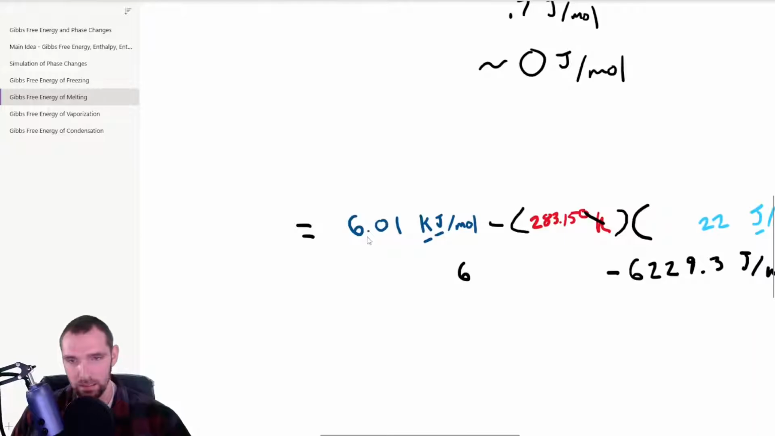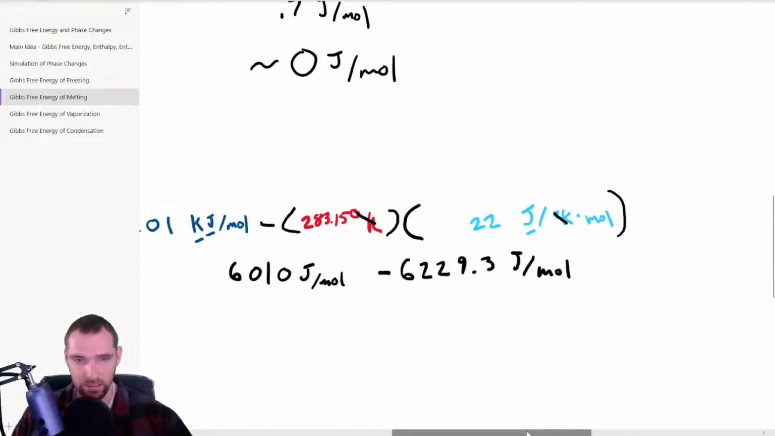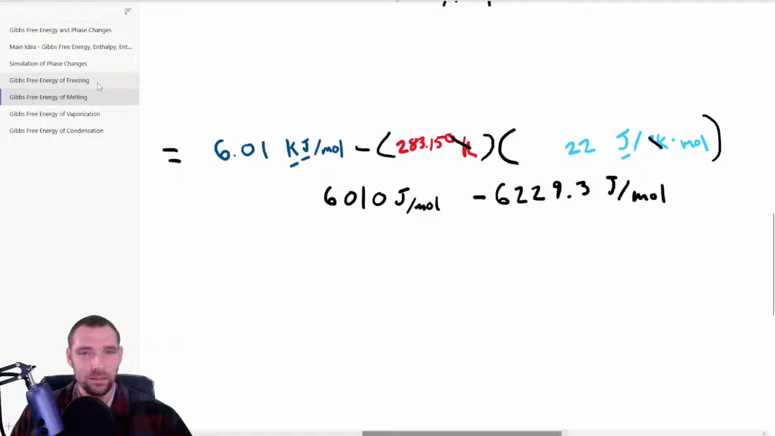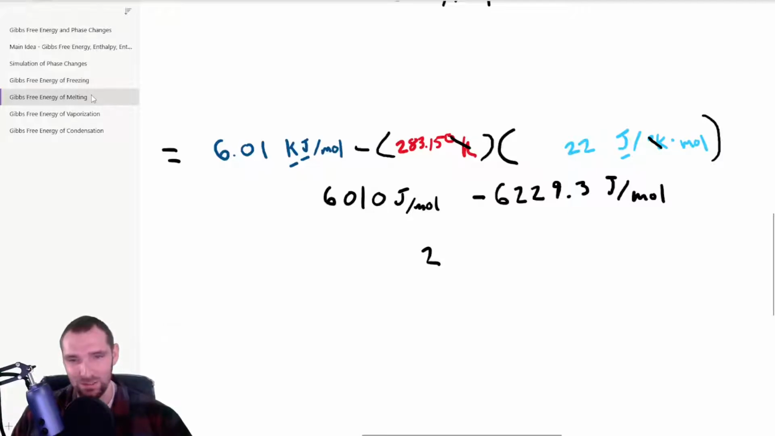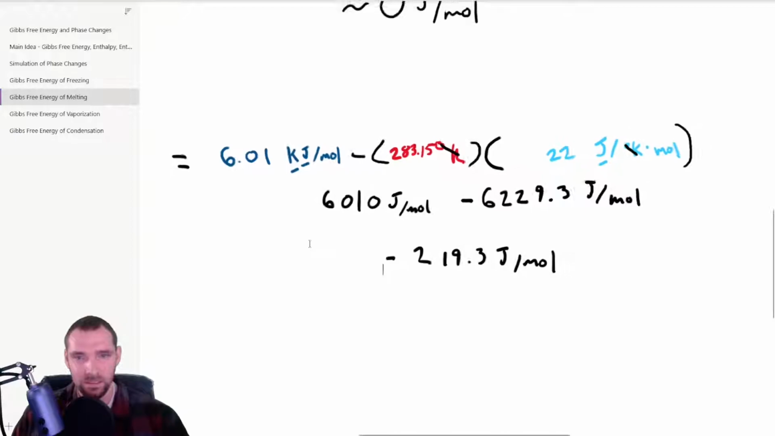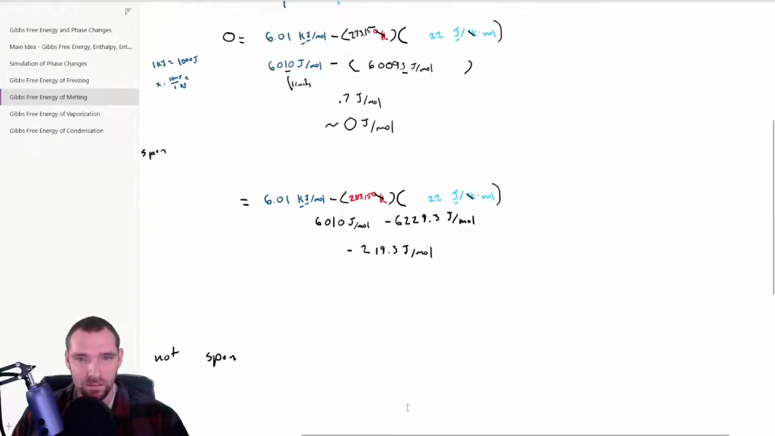So we've got like a 6010, because remember, we have to turn this into joules. And then we've got that as joules already, and then we can get that. So it's literally just the opposite sign of what we did last time. So this is 219.3 joules per mole. It looks like this should be negative. Let's just double check this.